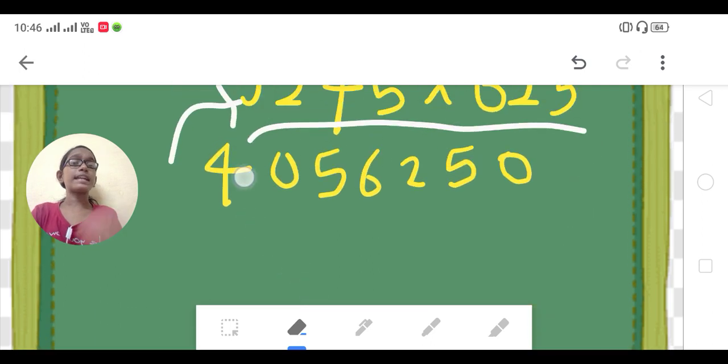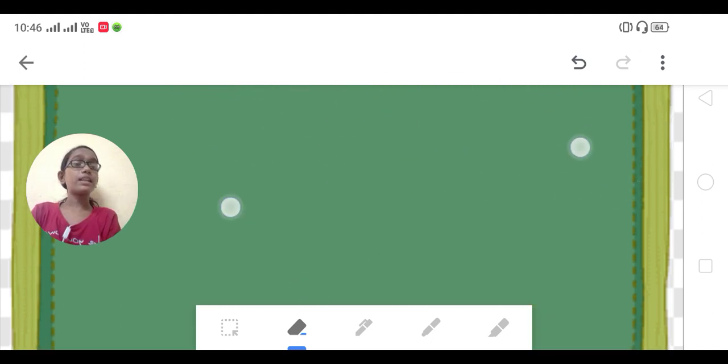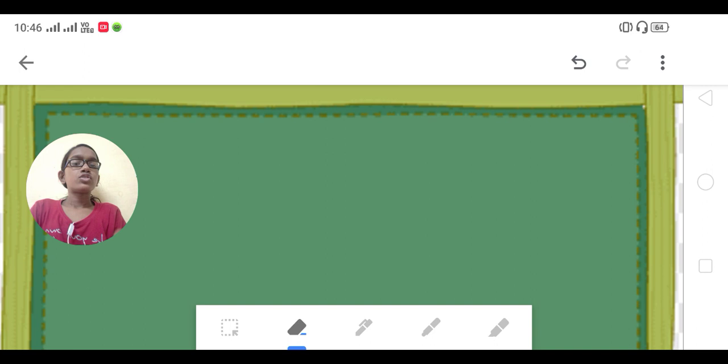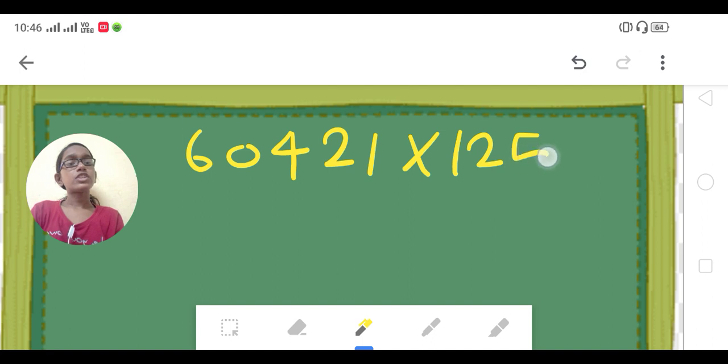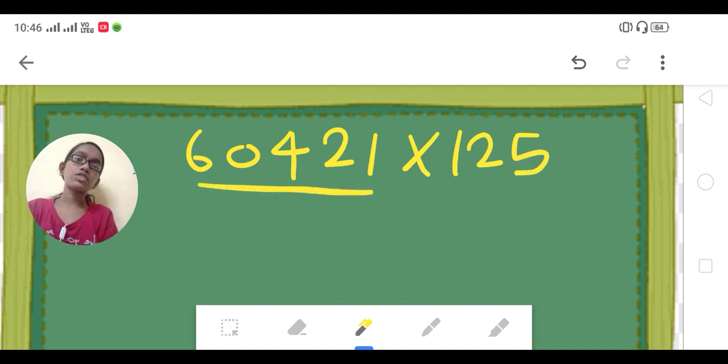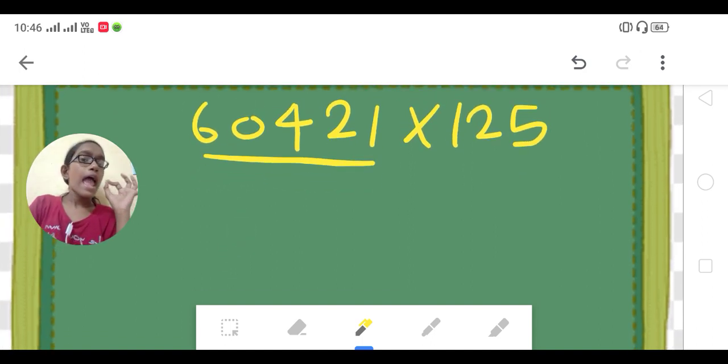Moving on, let's take another example for multiplying any number with 625. So what should be our next example? Okay, 60421 into 125. Now just multiply this number with 25 first of all, and then add a 0 in the end, and then divide the number by 2.